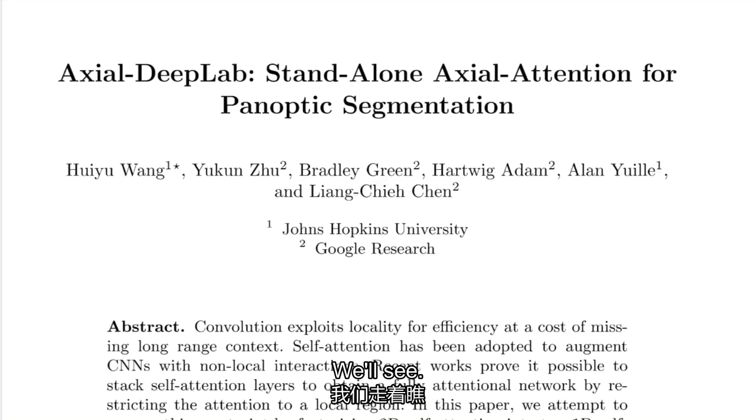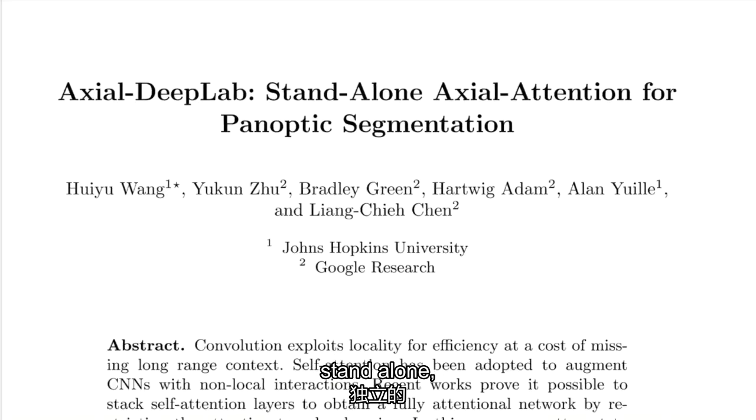Who knows? We'll see. In any case, we're looking at Axial-DeepLab: Stand-Alone Axial-Attention for Panoptic Segmentation by Huiyu Wang, Yukun Zhu, Bradley Green, Hartwig Adam, Alan Yuille, and Liang-Chieh Chen of Johns Hopkins University and Google Research. So this paper combines a bunch of techniques that have been introduced recently to deal with attention in problems where you would traditionally use a convolution.